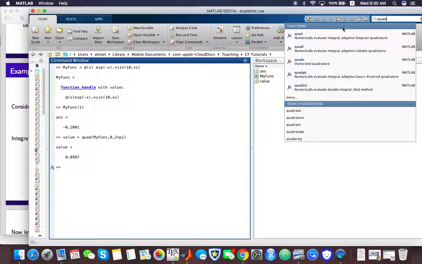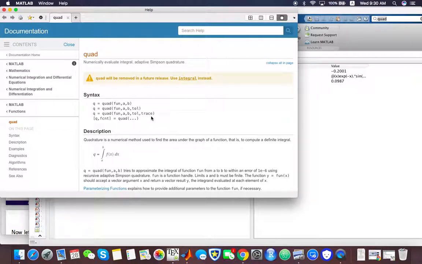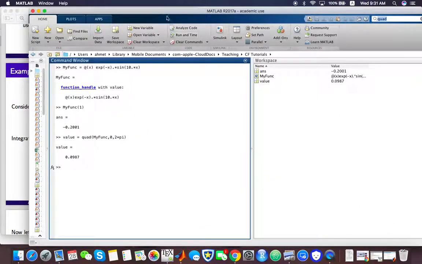If you type quad, you can find a bit more information on this function. Actually, the new versions of MATLAB are switching to the integral function instead of the quad function. You can also notice that if you want to increase the accuracy, you can input one more argument here, the tolerance. The default is 10 to the minus 6. If you want a bit better accuracy, you can make this tolerance level smaller for a more accurate result.